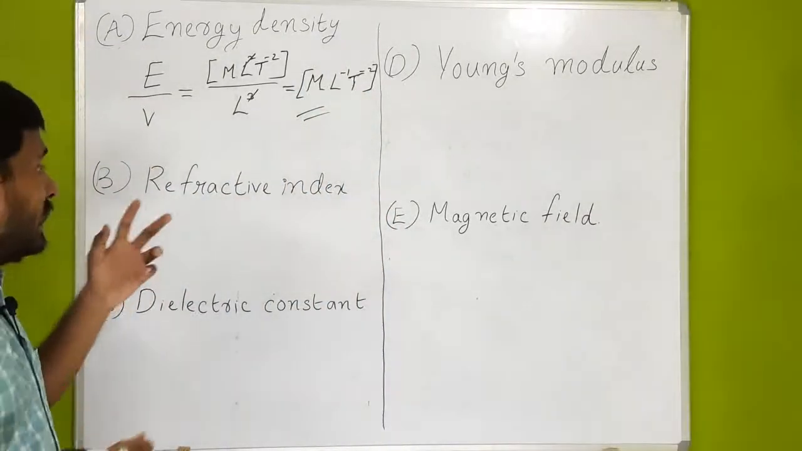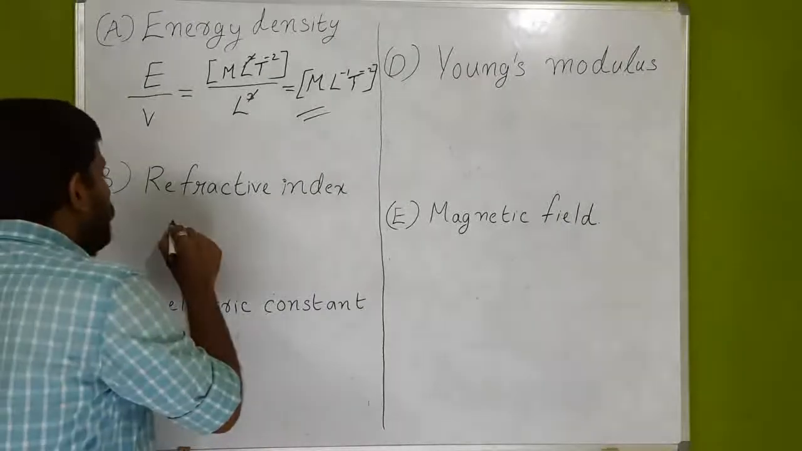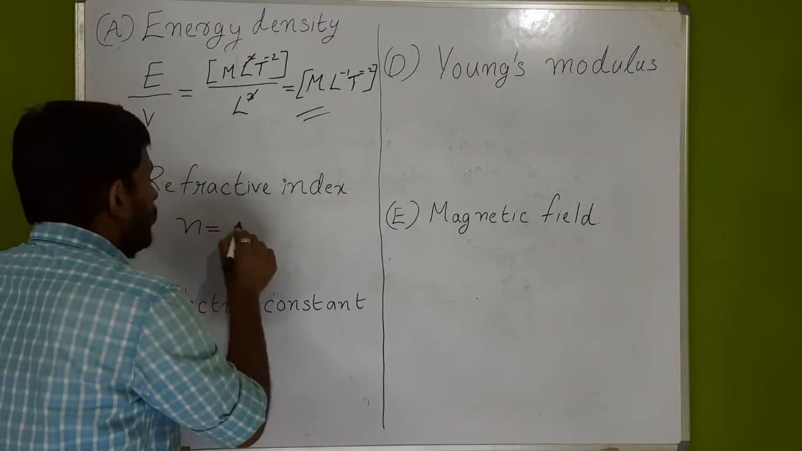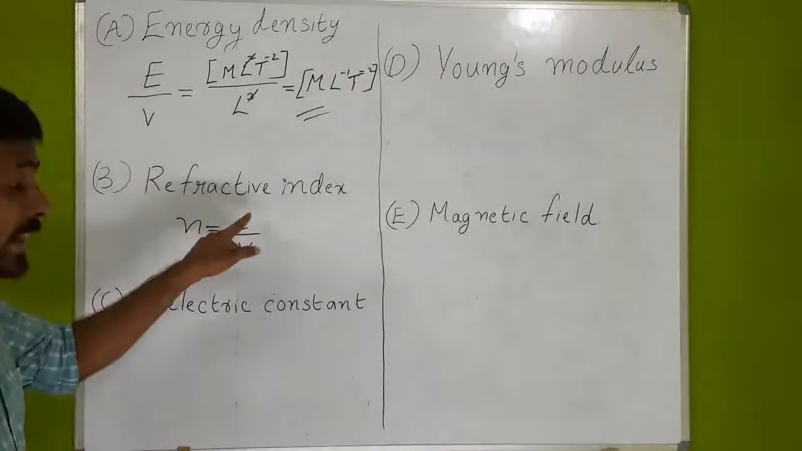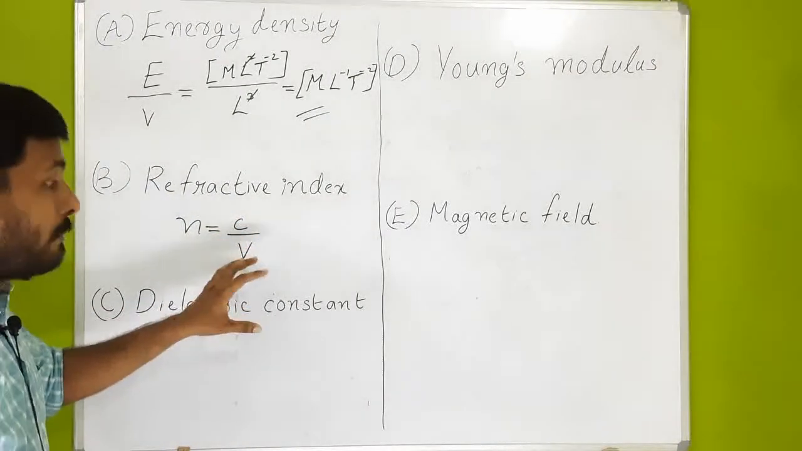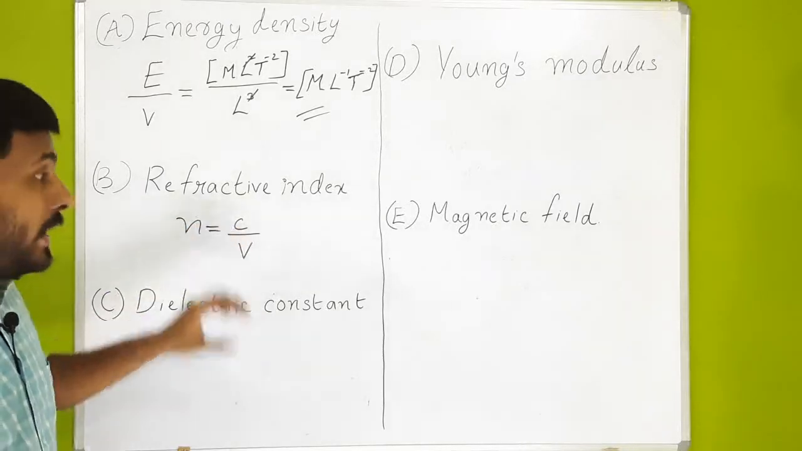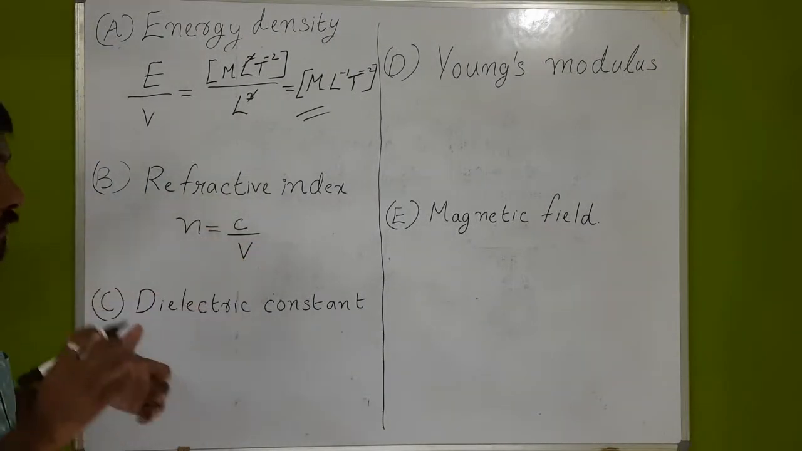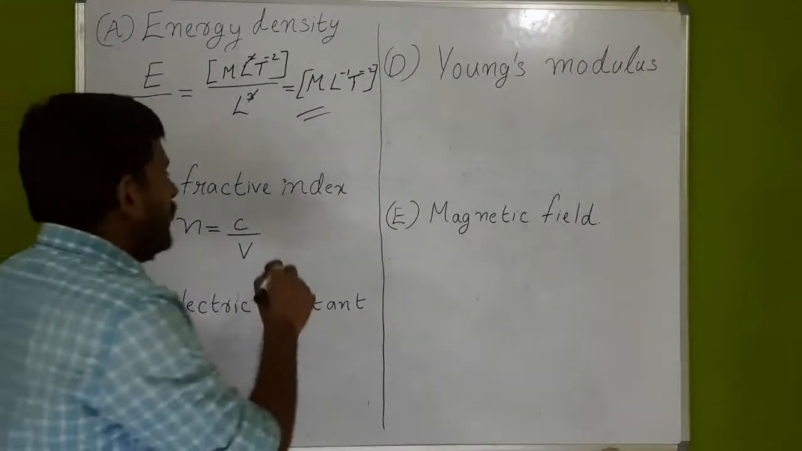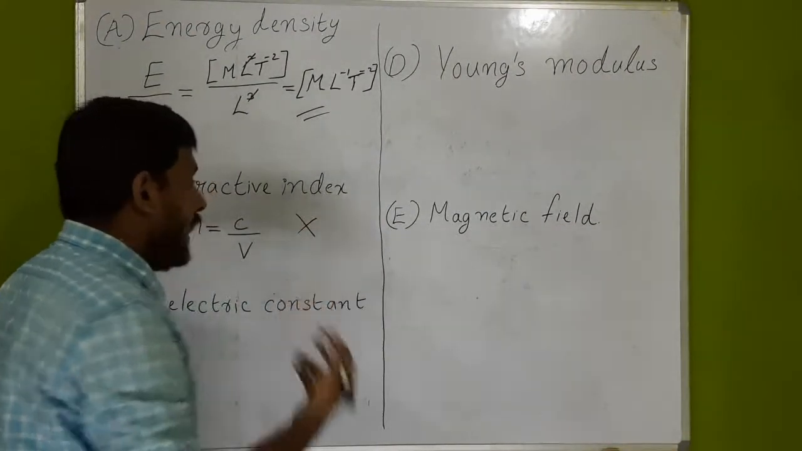The second one is refractive index. You know that the refractive index is a constant and it is equal to the velocity of light in vacuum divided by the velocity of light in a medium. So both of these are velocity, so refractive index is not having any dimension.